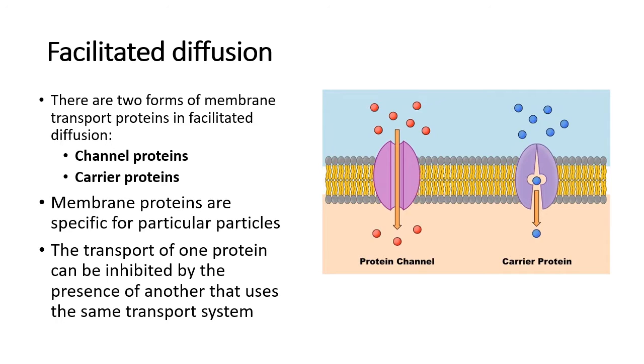There are two types of membrane transport proteins that help with facilitated diffusion. First, we have channel proteins, which are shown in the diagram here. And we also have carrier proteins, which are shown here. Membrane proteins are specific for particular particles, meaning that a specific particle will have a specific protein channel that enables it to cross the membrane. The transport of one protein can be inhibited by the presence of another that uses the same transport system. This could be channel protein blockers and would inhibit one particular particle to cross. This can be quite harmful to the cell.